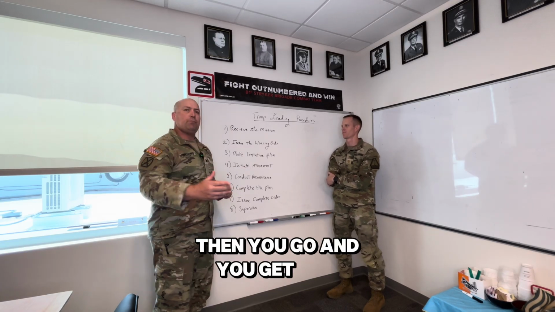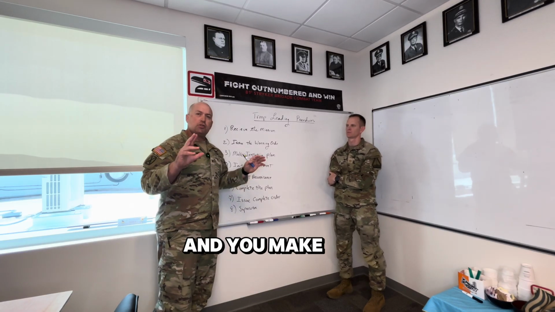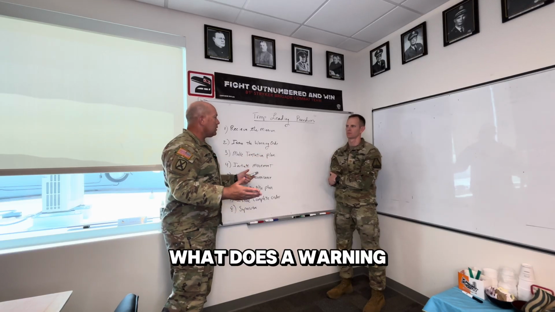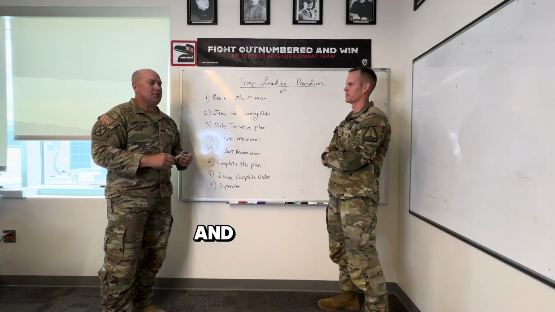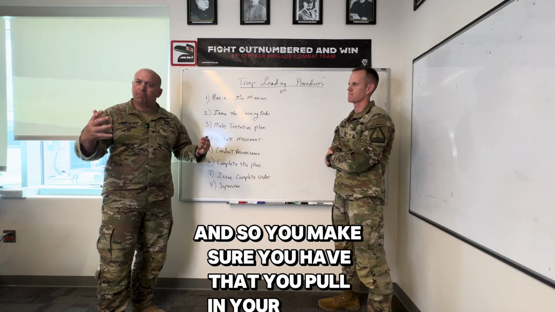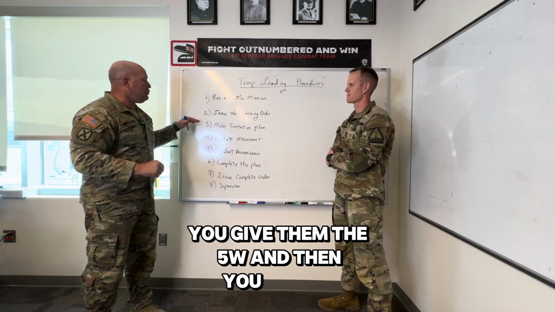Then you go and pull in your team leaders and make sure you issue your warning order. What does a warning order usually sound like? Your 5 W's. Who, what, when, where, and why. Yeah, and so you make sure you have that. You pull in your people, you give them their 5 W's, and then you make a tentative plan.